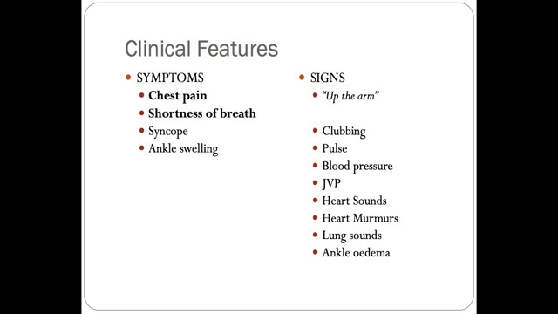You also can feel for the character of the pulse. Now, often this is better done at more central pulses, such as the brachial or the carotid, but there are some important signs that can be picked up. For example, a slow rising or anacrotic pulse is very typical of aortic stenosis, while a water hammer pulse is very particular to aortic regurgitation.